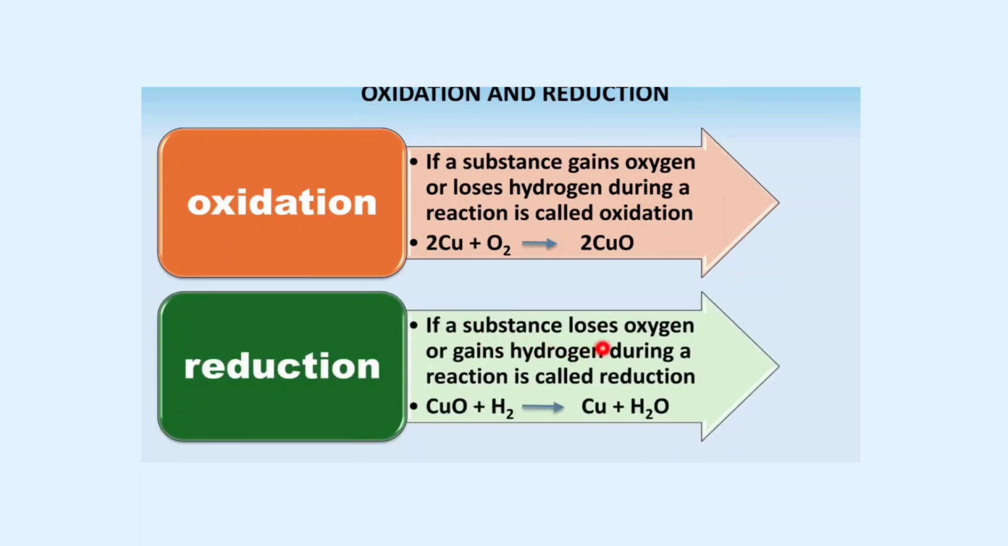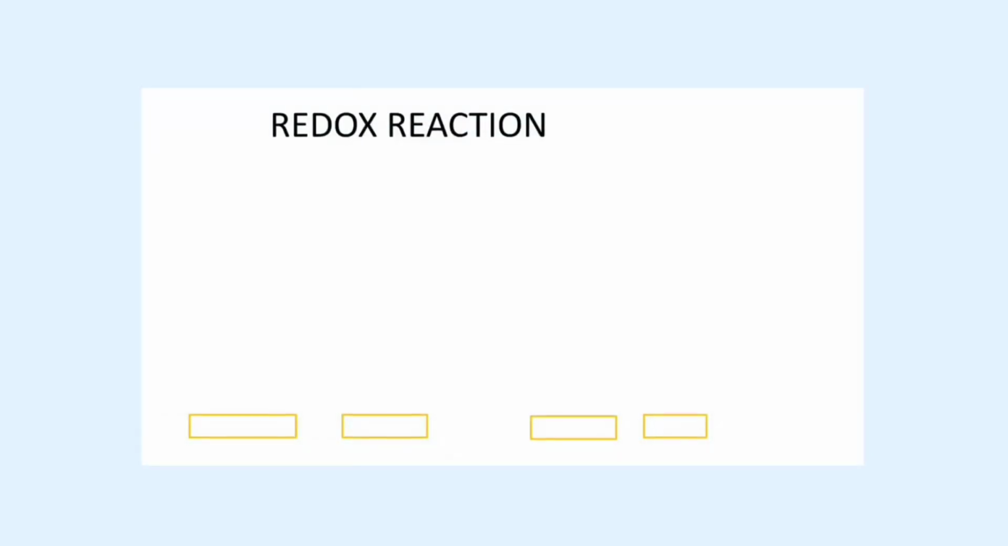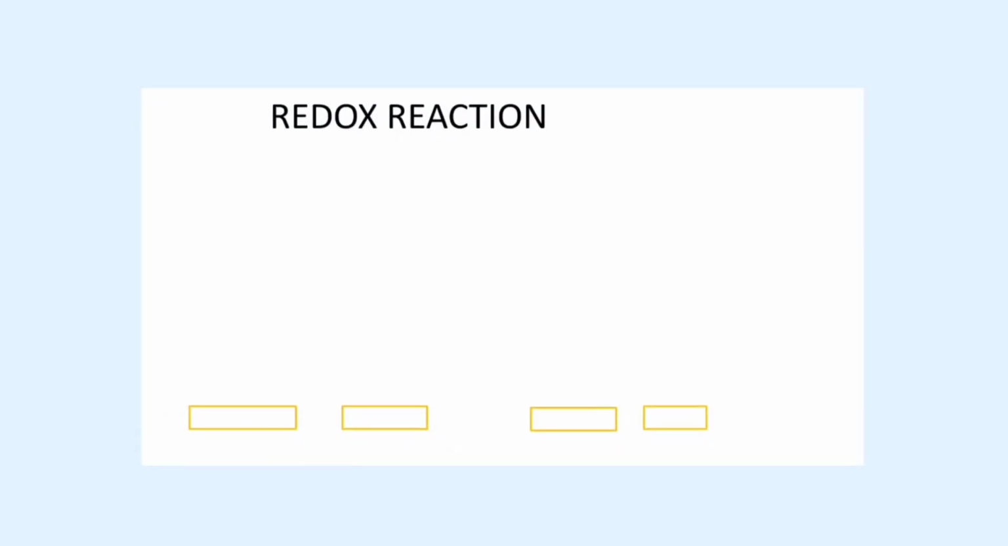Reduction. If a substance loses oxygen or gains hydrogen during a reaction, that is called reduction. Example, CuO plus H2 gives Cu plus H2O. Here in CuO, the copper loses oxygen and forms Cu. This type of chemical reaction is a redox reaction.